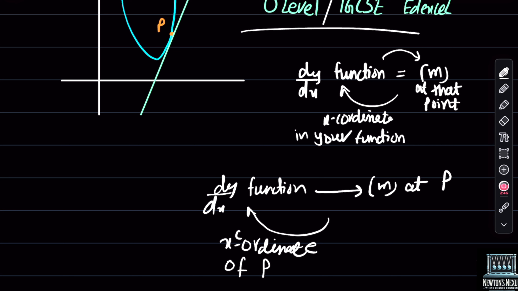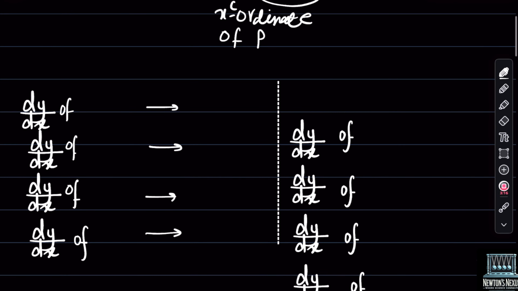Similarly, for any different point, you will just put the x coordinate of that point in your derivative function, your differentiation function, and then you will get your gradient at that point. That is basically how you do it. So before you jump on to questions regarding this concept, we need to understand how we take the derivative, how we do differentiation. We need to understand some of the rules of differentiation.